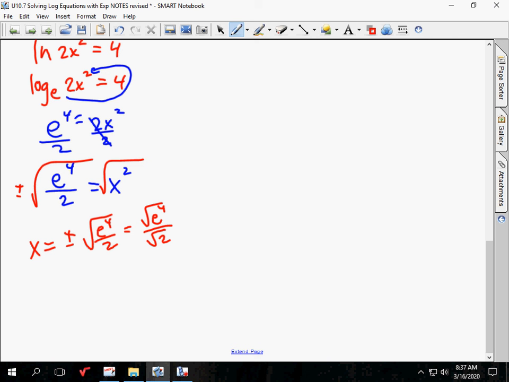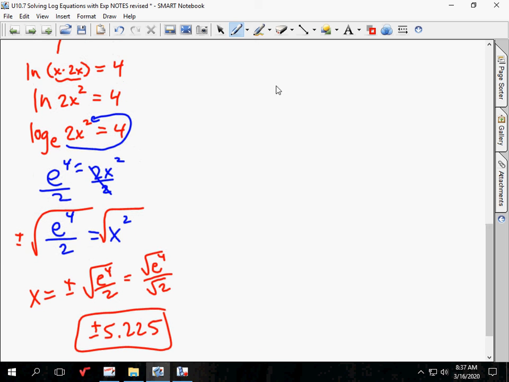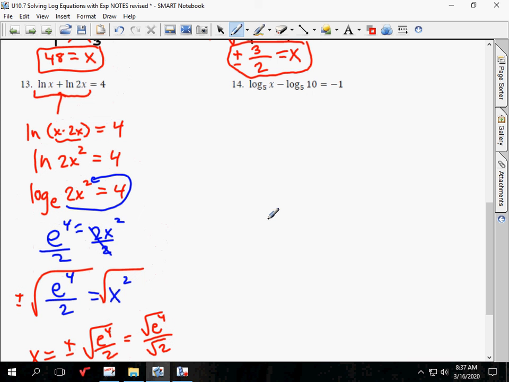Square root, then we're going to put e to the 4th. You can hit the equal sign if you want, 7.389, and then divided by the square root of 2. So 5.225, and that's a positive and a negative. So that's a little bit different problem. Not sure exactly if that would be on a test or not, but just so you can see how to do it. A little challenge problem.